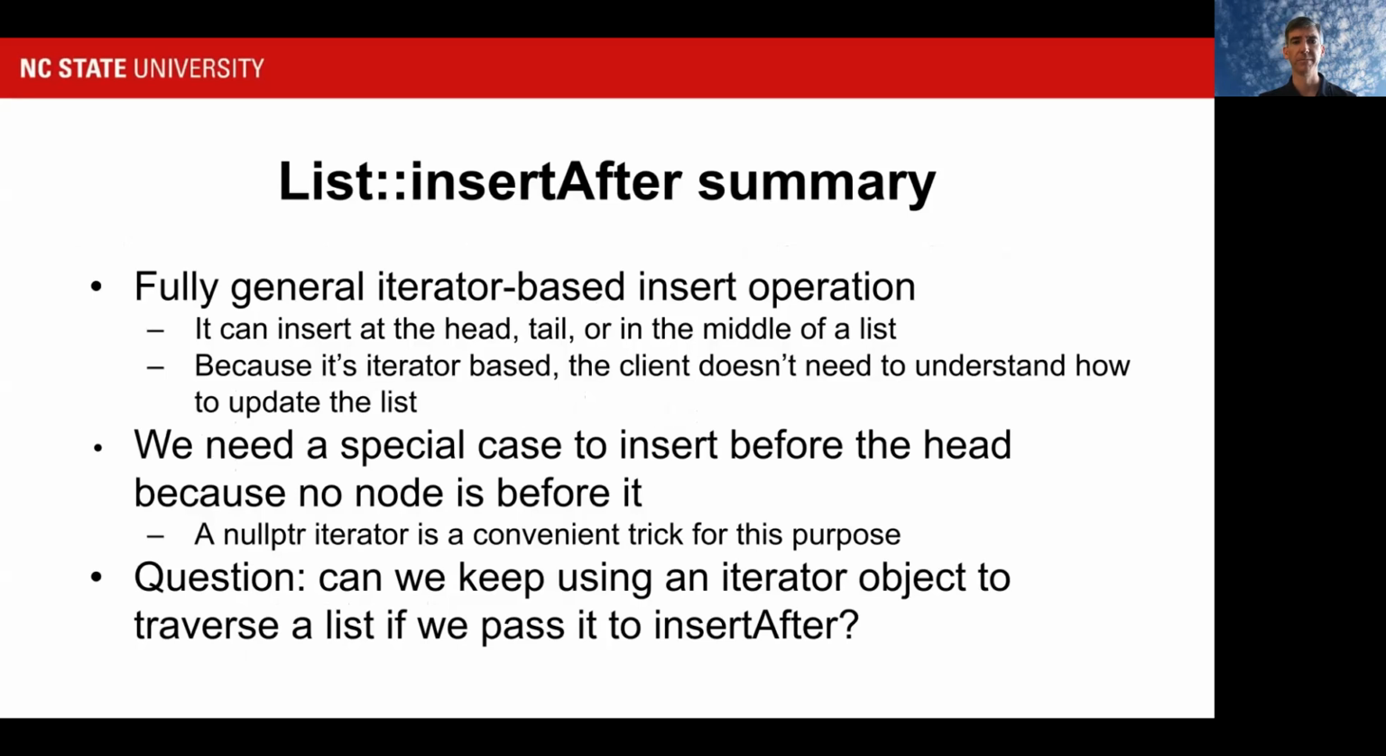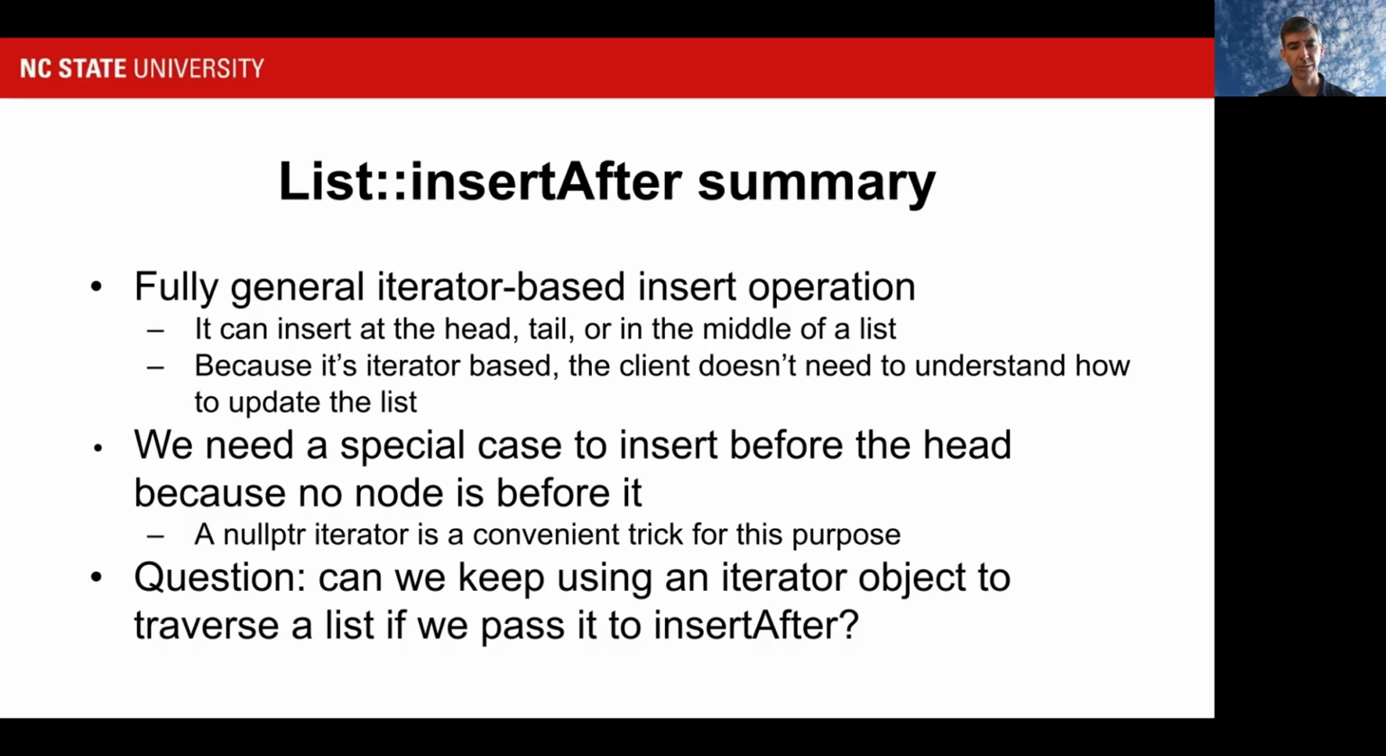Okay, so in summary, we have a fully general iterator-based insert operation. It can insert at the head, tail, or the middle of the list. Because it's iterator-based, the client doesn't need to understand how to update the list, right? It just needs to say where it wants to make the update to the list, and then the internals of the list object does that for us. We do need a special case to insert before the head because no node is before it. There's no way to say after something that doesn't exist, but we can handle this with a special case of using a null iterator to just say, oh, the node we want to insert should come at the beginning of the list.